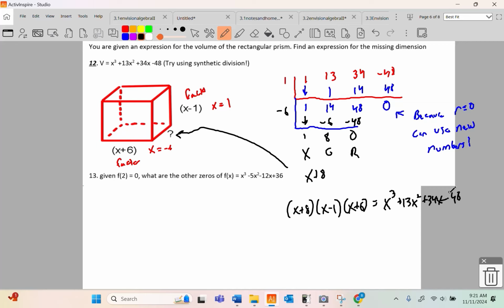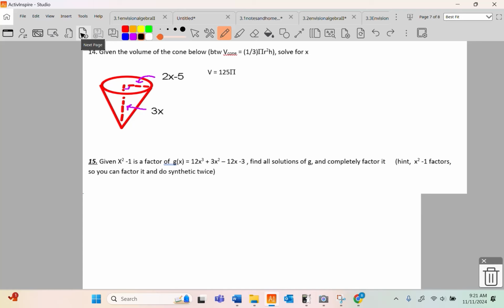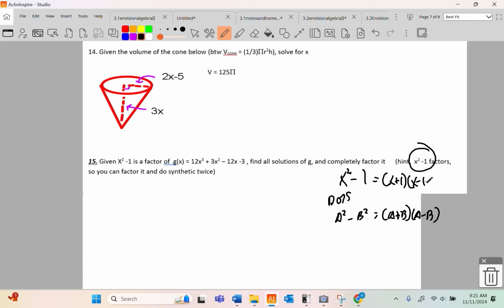I think there's only one more of these I'm going to do. It's 15. It's the only one I've got selected. Given x squared minus 1 is a factor of 12x cubed plus and so on, find all solutions of g and completely factor. It says, hint, x squared minus 1 factors. X squared minus 1 is a difference of squares. It's an a squared minus b squared pattern, which factors as a plus b times a minus b, which means that x squared minus 1 factors as x plus 1 times x minus 1, which means I can do synthetic division because these are linear factors.